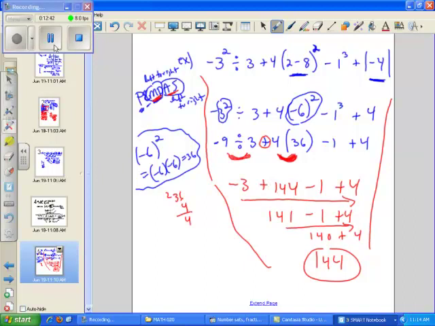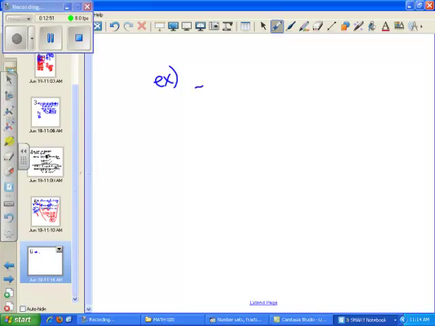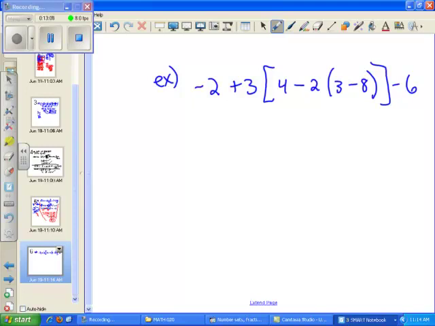So hope that helps. Just for grins and giggles, I figure before I turn off this podcast, let's try one last one together. So negative 2 plus 3 bracket 4 minus 2 paren 3 minus 8 paren end bracket minus 6. Okay, so sometimes you have many brackets or parentheses. The trick is you're going to want to go inside and work out. Okay? So let's go to these innermost parentheses, 3 minus 8.